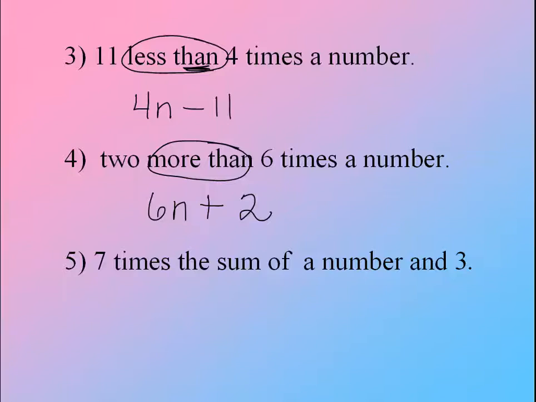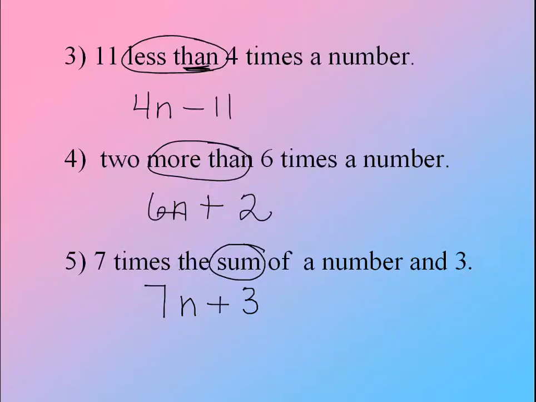7 times the sum of a number and 3. This is the kind that can be tricky sometimes. We are supposed to be multiplying 7 times the sum. In other words, we want to multiply 7 by the answer to the addition problem. And the only way we can multiply 7 by the answer is if we find the answer to the addition problem first. If we were to write it like this, 7 times a number plus 3, this would not work, because in this problem multiplication would come first and then we would add 3.